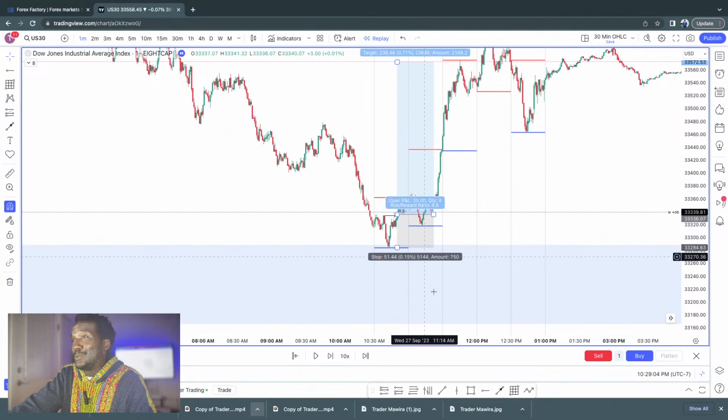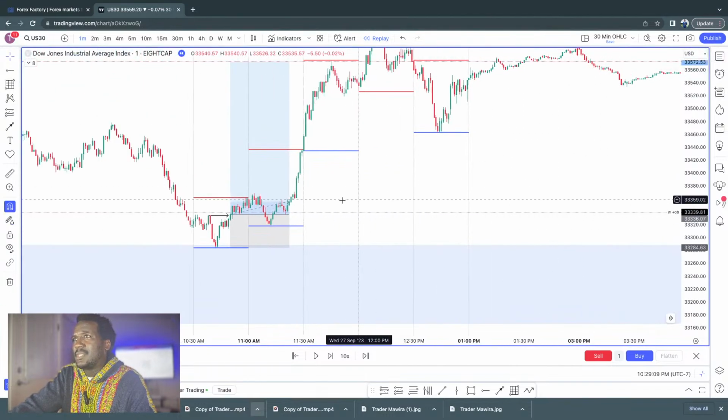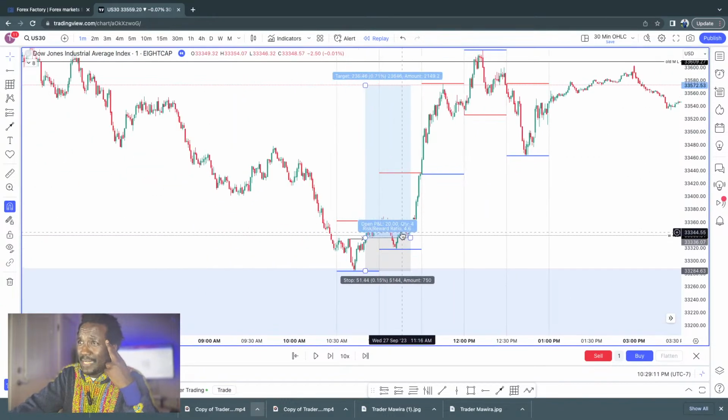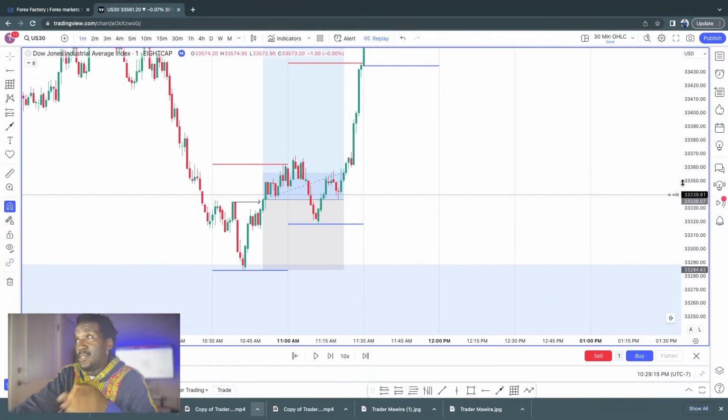The first time, if it's just a turn like that, I'm usually very skeptical. I expect that low to be taken and maybe another one, and then we go up, and I can trust that. But if I had a gun to my head and I was told you have to trade this, then this is how I would trade this. This is what I would do.